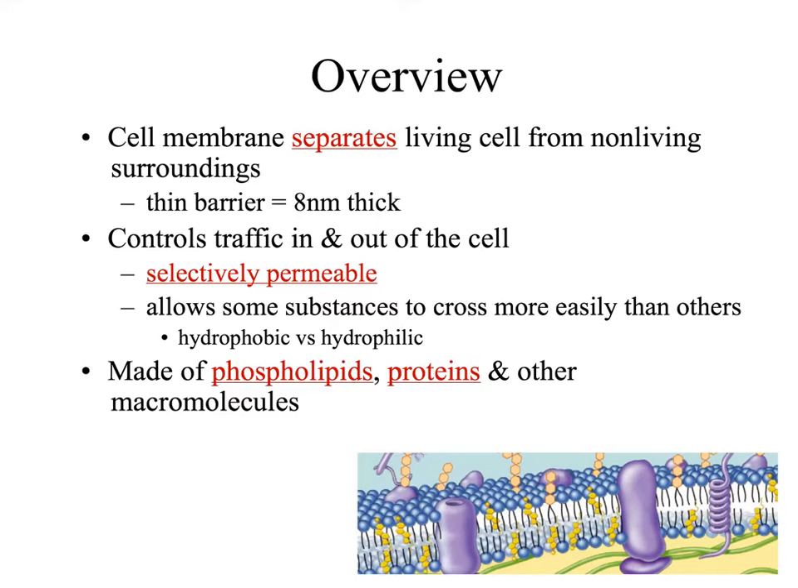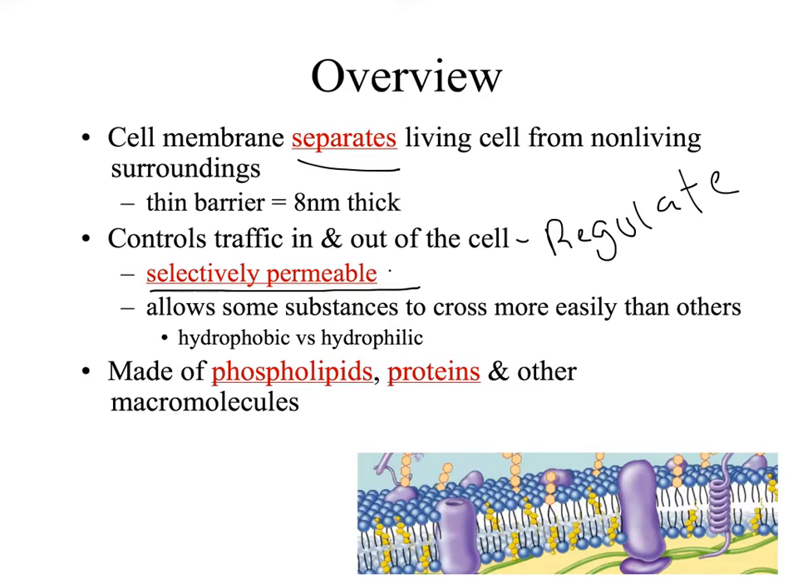Okay, so as far as the overview goes, the function of the cell membrane is that it separates the living cell from the non-living surroundings. It's very thin. It's 8 nanometers thick. Its function is that it controls traffic in and out of the cell, or it regulates the cell. It is said to be selectively permeable. That's a vocabulary word for you to write down.